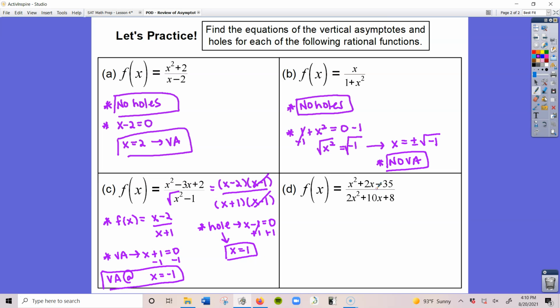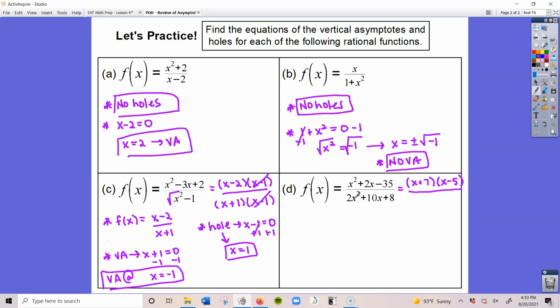Last one here, we have f of x is equal to x squared plus 2x minus 35 over 2x squared plus 10x plus 8. So let's start with the numerator. The two numbers that would multiply to give me -35 but add to give me 2 are positive 7 and -5. So my factors would be x plus 7, x minus 5.